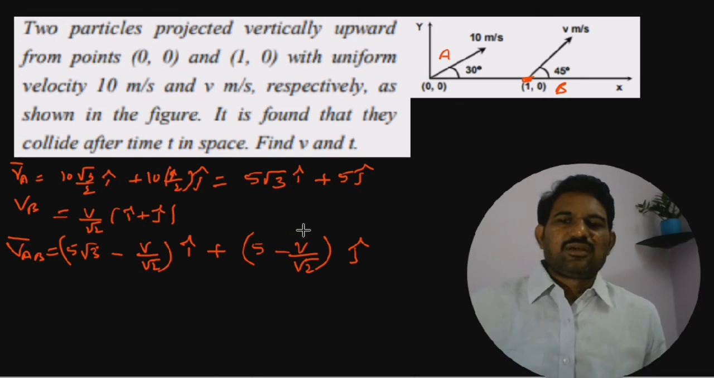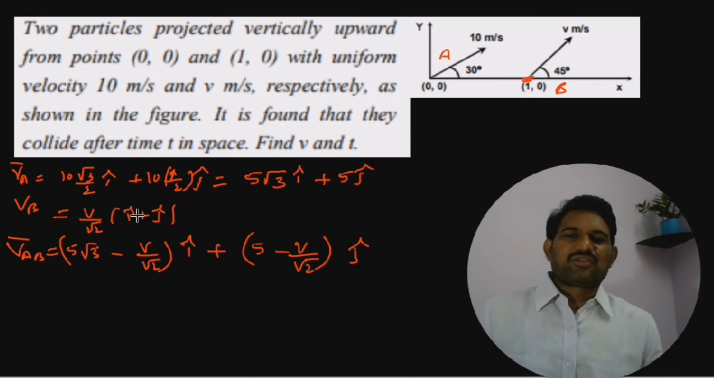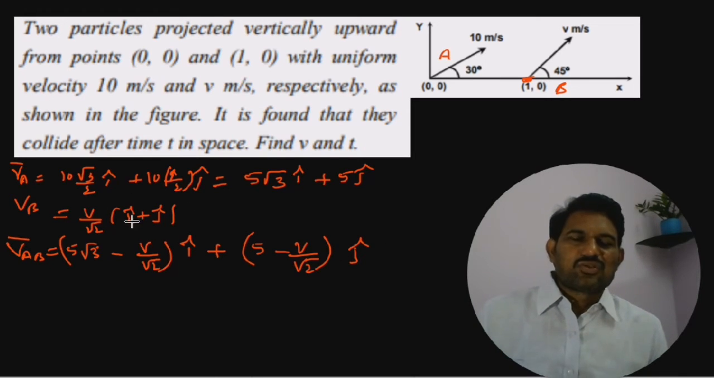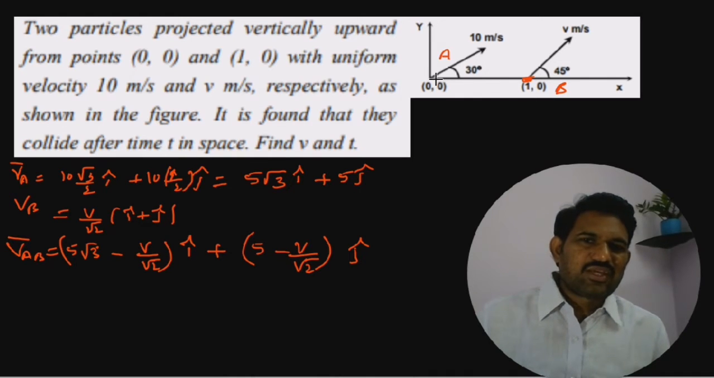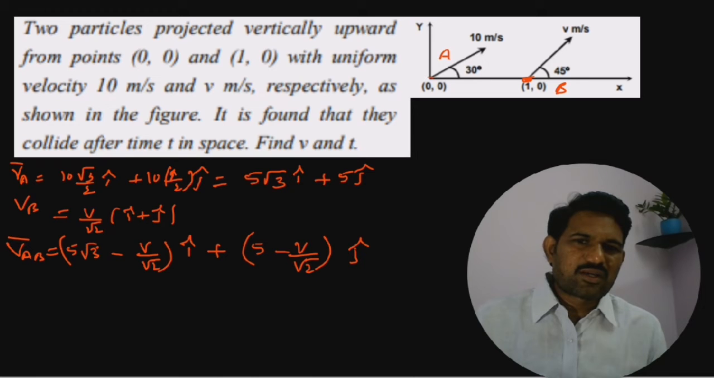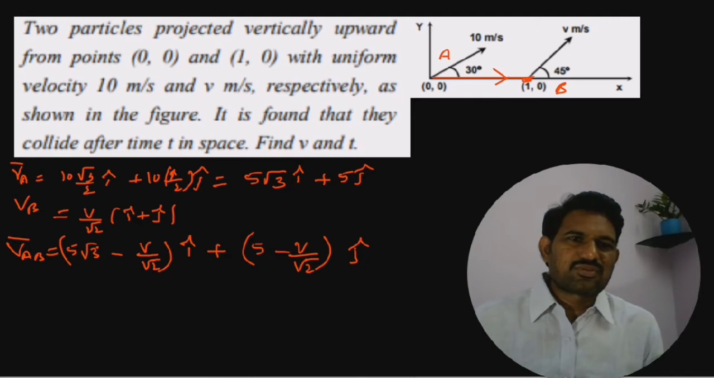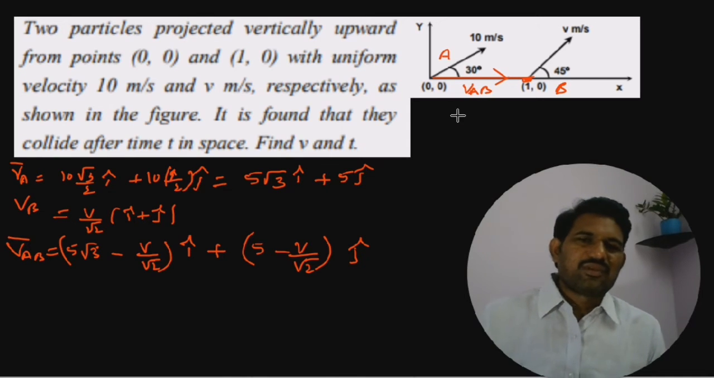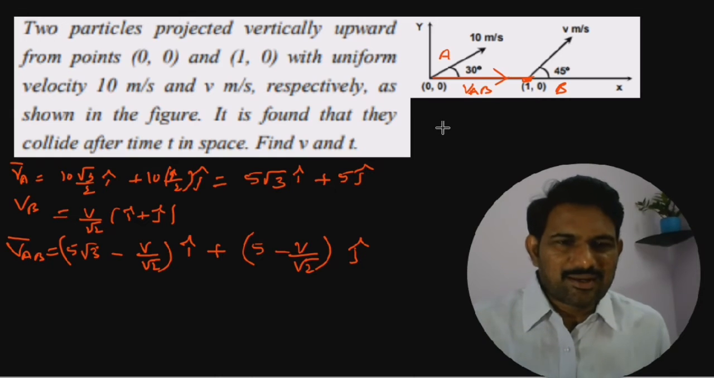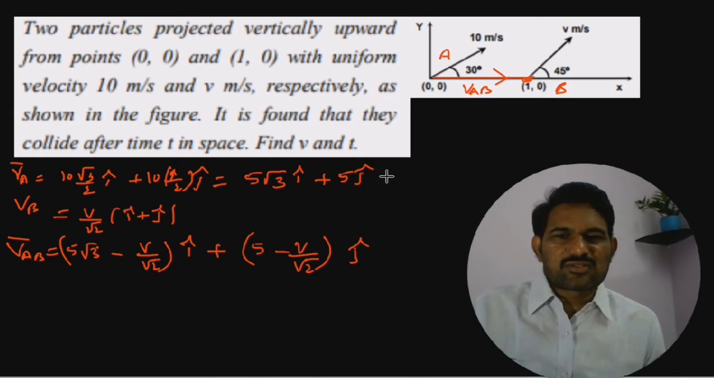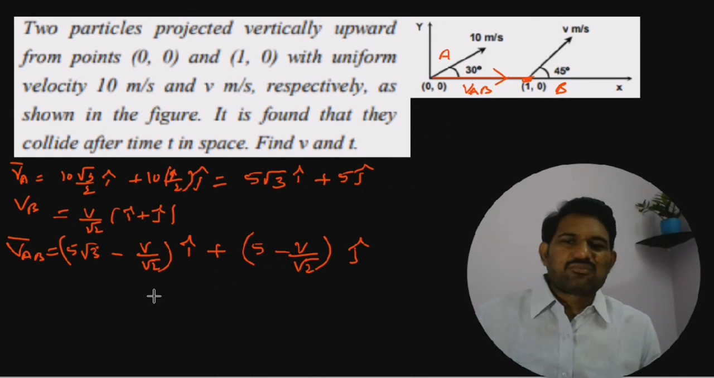Just we are finding the difference between these two vectors here. So for collision to take place, this velocity must be only along the line joining these two particles, which means it must be along this x direction only. The velocity of A with respect to B must be along this direction only. So it should possess only the x component of velocity. Y component of velocity should be 0, so that this term should be 0. From that we can calculate this.